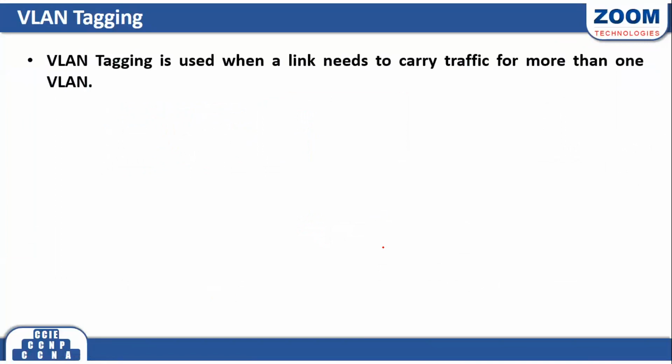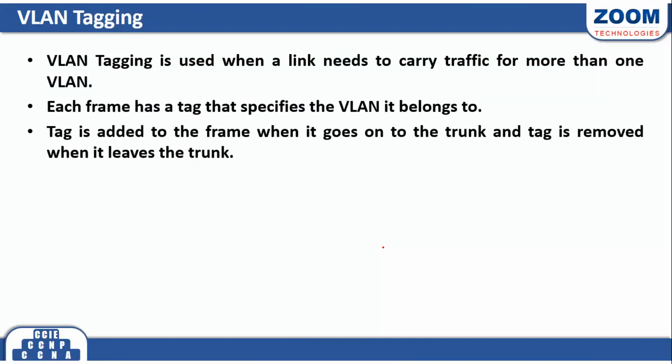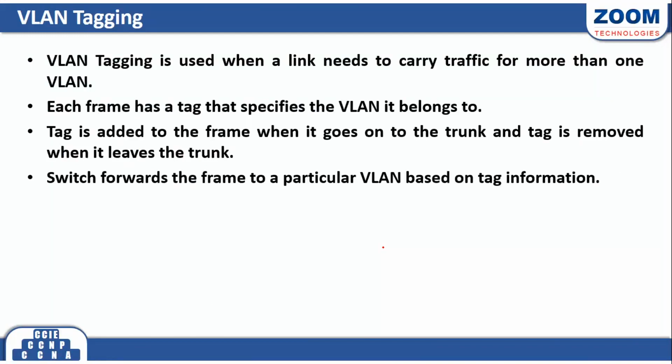VLAN tagging is used when a link needs to carry more than one VLAN's traffic. Otherwise, a trunk is not required. If it's only VLAN 1 traffic, then a trunk is not required. When the link is carrying multiple VLAN traffic, then a tag is required. Each frame has to be tagged, specifying which VLAN it belongs to. The tag is added to the frame when it goes on the trunk, and removed when it leaves the trunk. Switches forward the traffic based upon tag information. Got it?